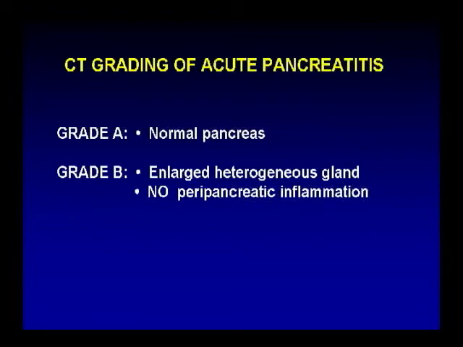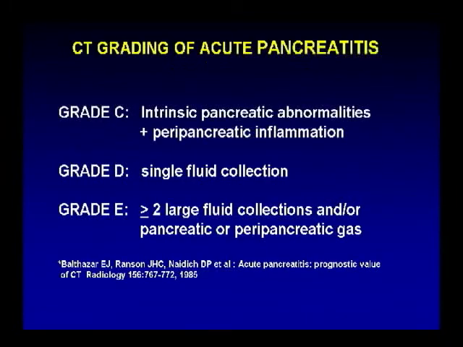This is by Baltazar. Grade A is a completely normal pancreas, but the patient has chemical findings of pancreatitis and has symptoms of pancreatitis, and this occurs in about 10% of cases. Grade B is where you have an enlarged, heterogeneously enhancing gland, but there is no peripancreatic inflammation. Grade C is when there is spread into the peripancreatic space. Grade D, a single fluid collection. Grade E, if you have 2 or more large fluid collections, or the complication of pancreatic or peripancreatic gas.